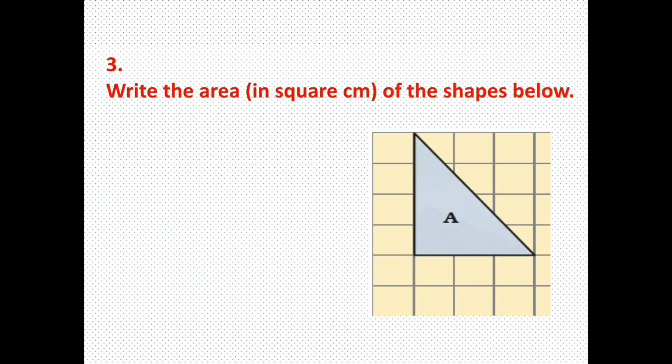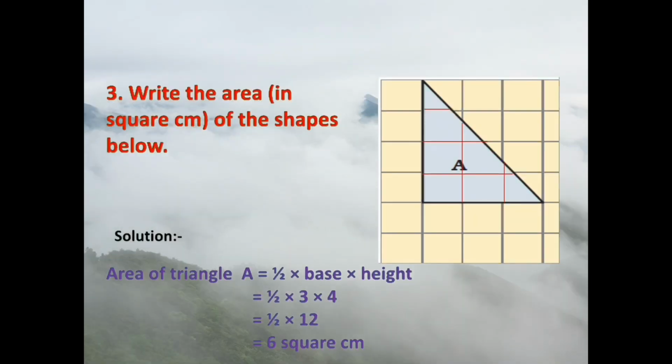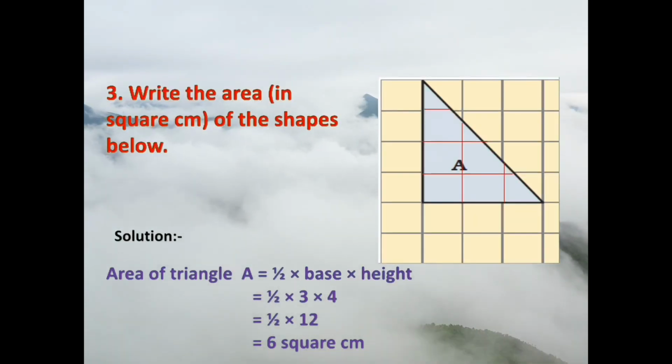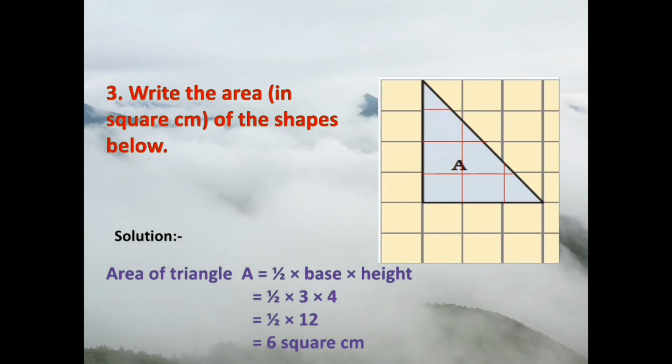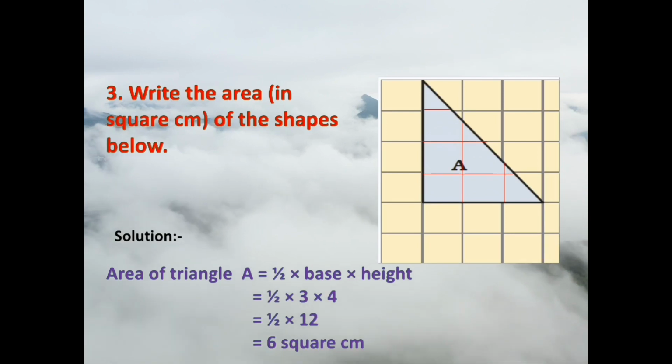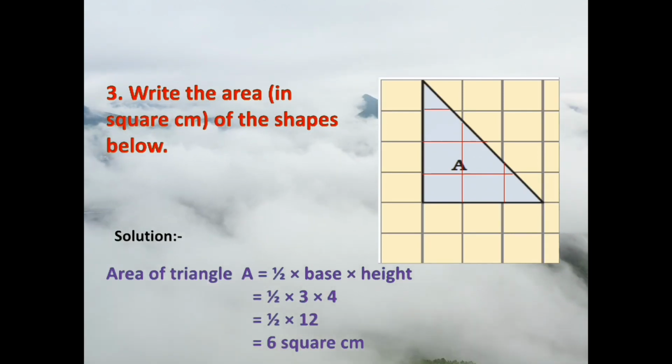Write the area in square centimeter of the shapes below. Shape A. Draw the lines and count the squares. Area of a triangle is equal to half into base into height. Here half into 3 into 4 is equal to half into 12, that is equal to 6 square centimeter.